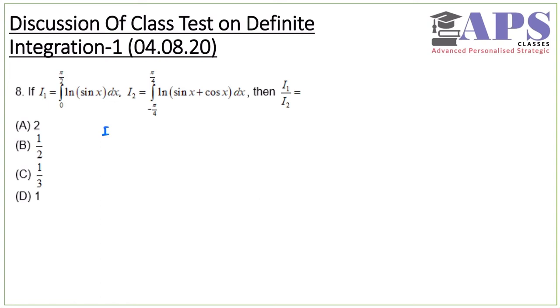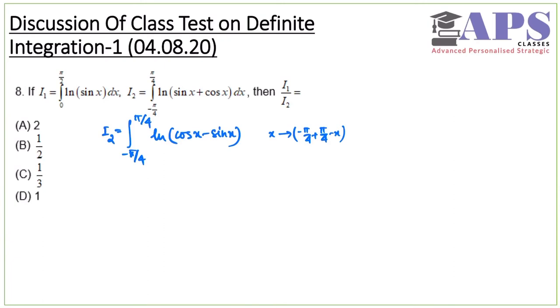I2 can also be written as integration minus pi by 4 to pi by 4 log of cos x plus sin x. So here I can write it is just cos x minus sin x. What I did here, I have replaced x by minus pi by 4 plus pi by 4 minus x, a plus b minus x. So this is nothing but integration minus pi by 4. So that is our I2.